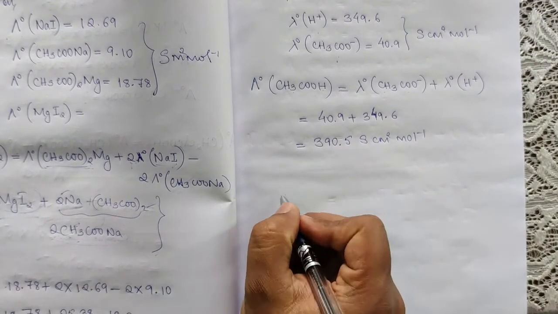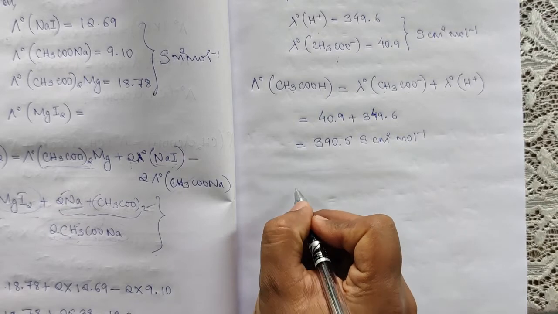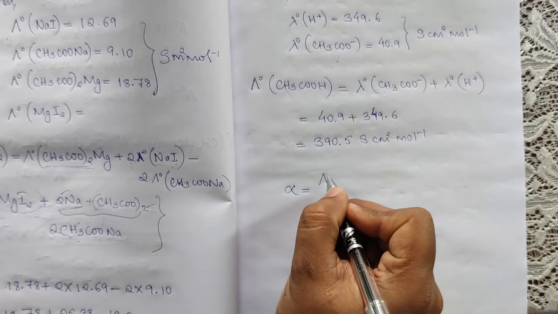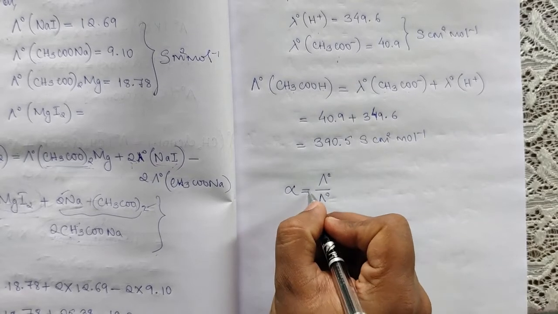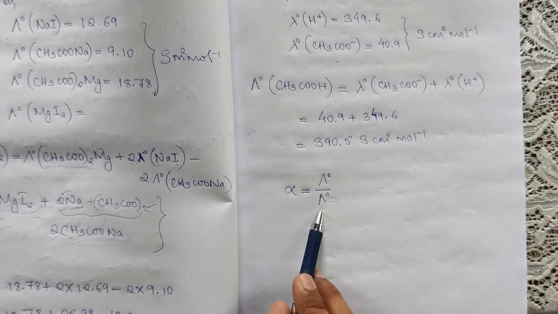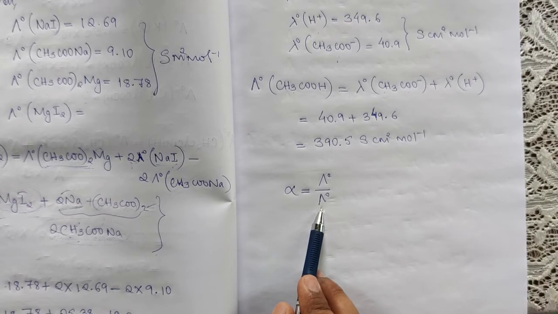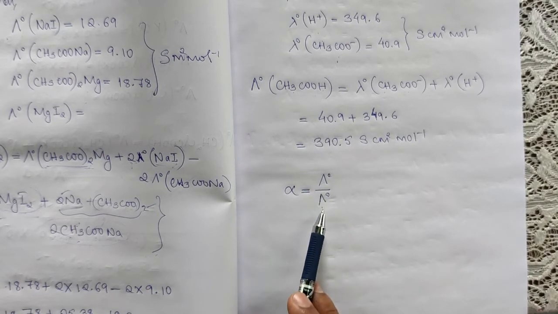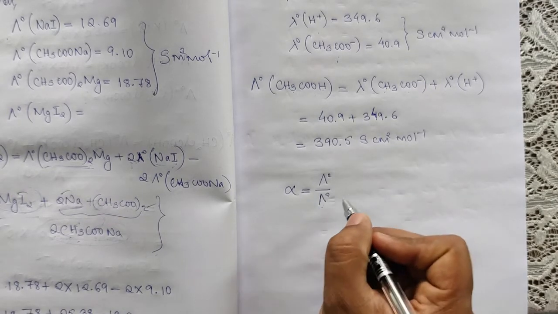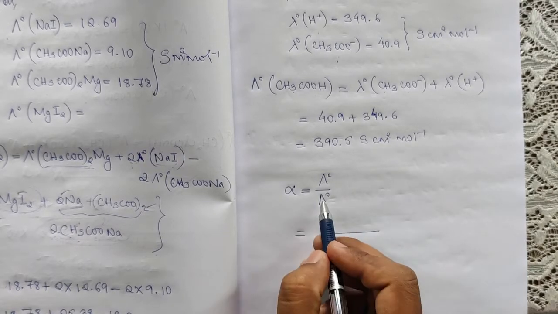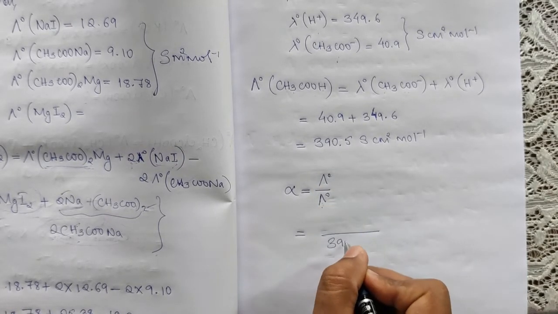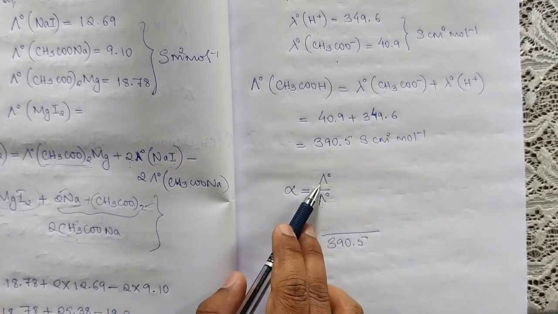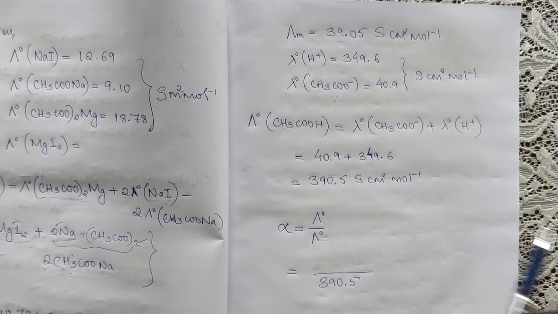Now, what is the formula for degree of dissociation? Degree of dissociation is represented as alpha, equal to lambda C by lambda naught. So out here, this is molar conductivity at infinite dilution, whereas molar conductivity of a solution at any concentration is this one. Out here, molar conductivity at infinite dilution, so this you have out here, 390.5.